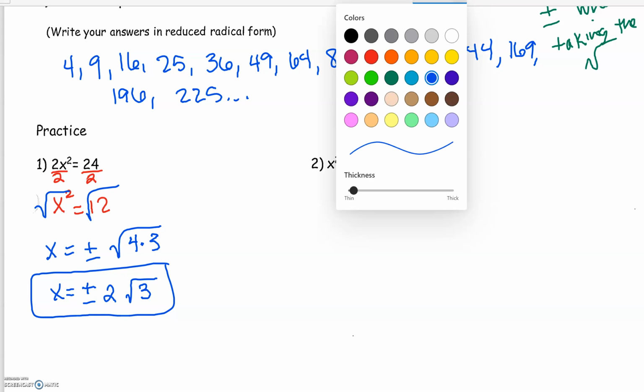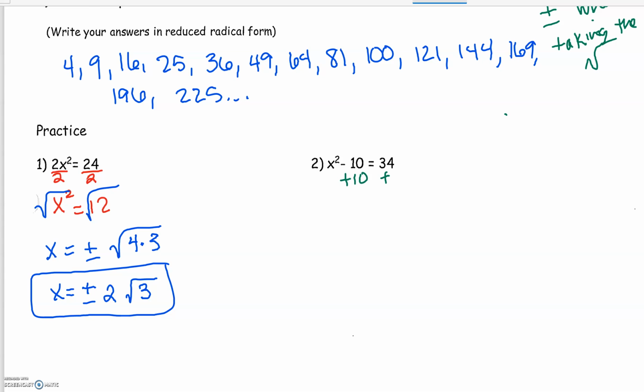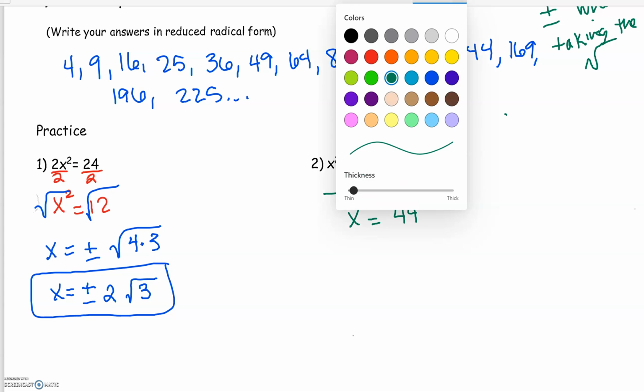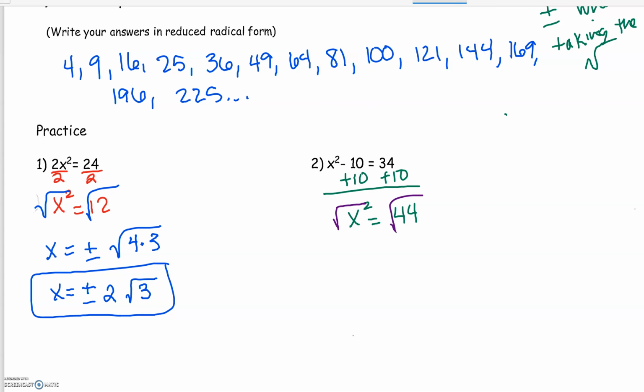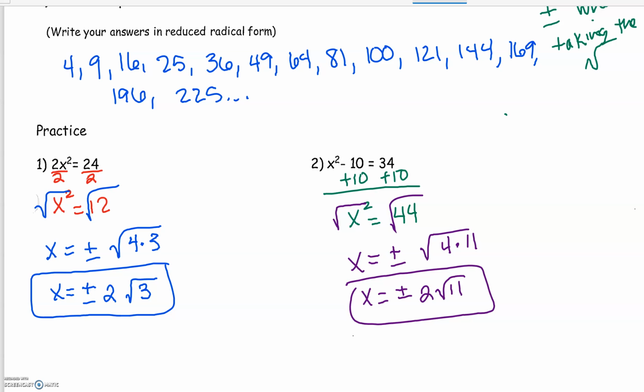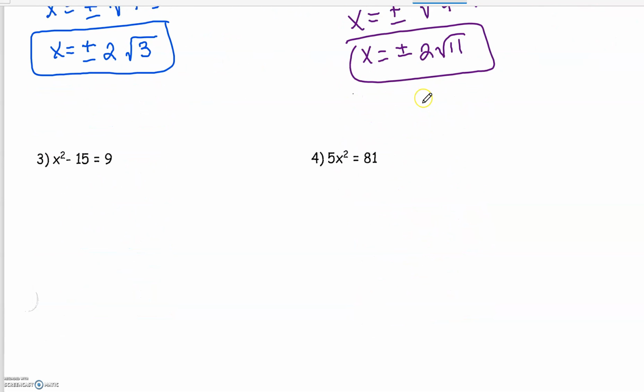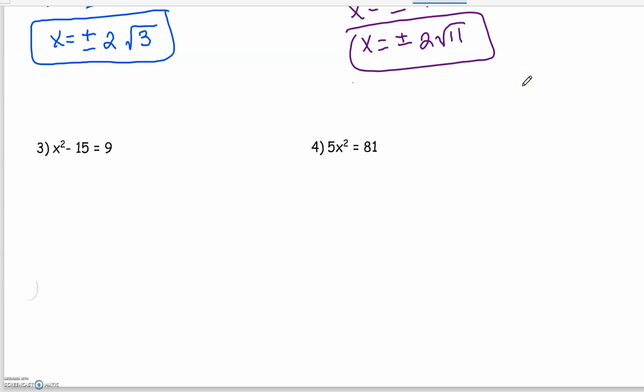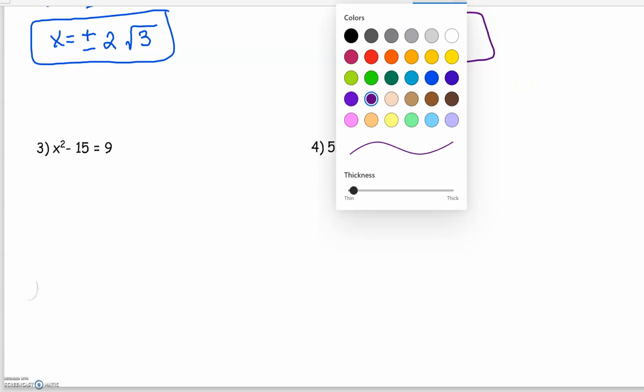All right, so on this one, we're going to add 10. And so x squared is equal to 44. And then we'll do our square root. And so x is equal to plus or minus, and then I think about, well, 44 is 4 times 11. And I can take out the 4, and I leave the 11 under. All right, go ahead and try 3 and 4 if you'd like. Take a chance to try them on your own, and then push play and check when you're ready.